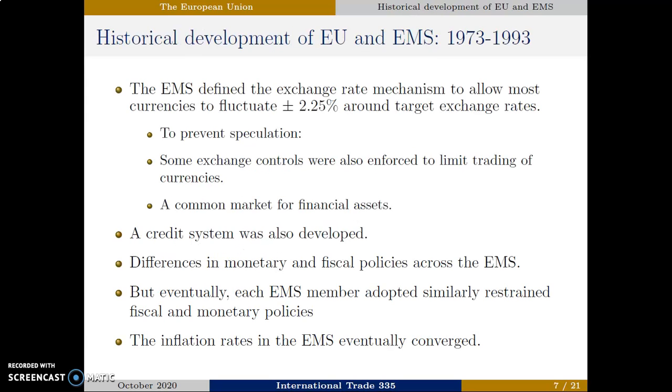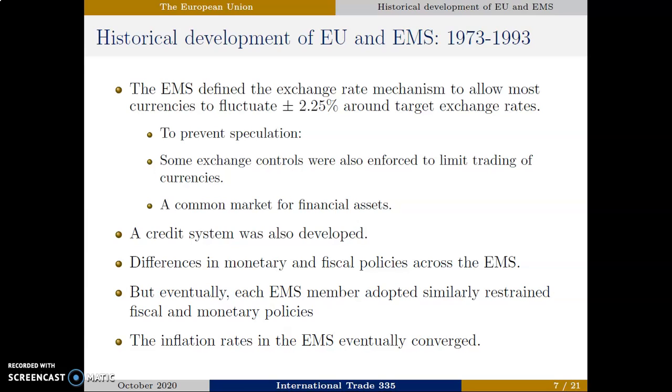Before we discuss the policies of the European Union, let us briefly investigate the historical developments of the EU and the EMS between 1973 and 1993. The EMS defined the exchange rate mechanism to allow currencies to fluctuate more or less 2.25% around the target exchange rates between all the member countries.